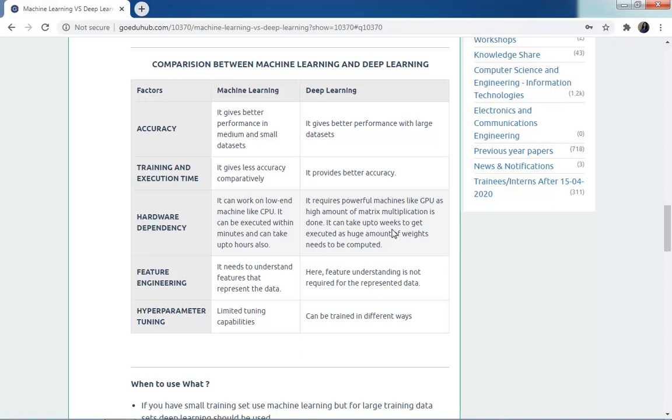And feature engineering: in machine learning, you need to extract the features manually, but in deep learning, you don't need to do the manual exercise. And hyperparameter tuning: at this level, if you are a beginner, you don't know much about hyperparameters, so don't worry about this. There is limited tuning capability in machine learning, while deep learning can be trained in different ways. Hyperparameters like the learning rate, the number of weights, and epochs need to be adjusted manually.